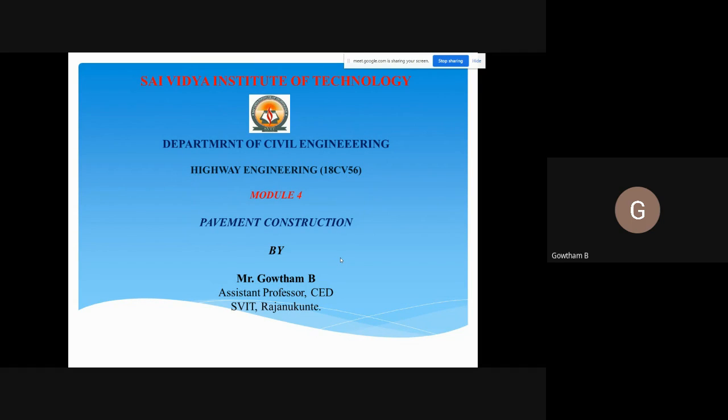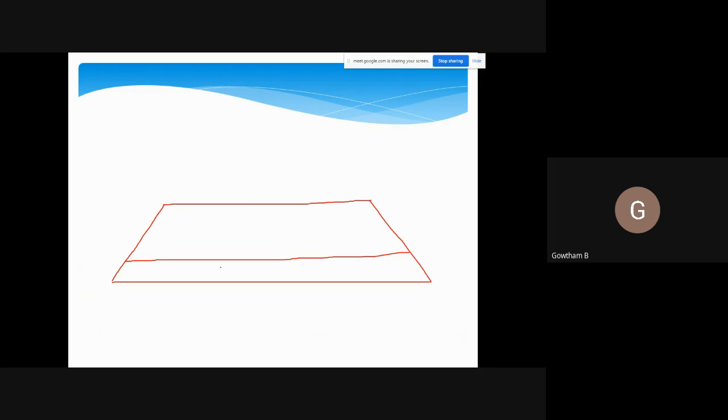In this session, I am going to discuss an introduction to pavement construction. As we already know, pavement is composed of a total of 4 layers, as I am going to indicate in the diagram now. Okay, this bottommost part of the pavement can be called the subgrade.